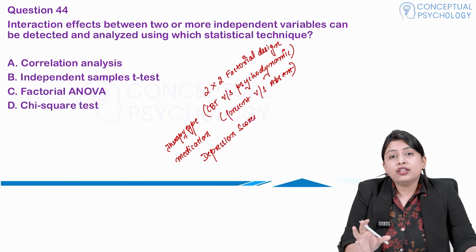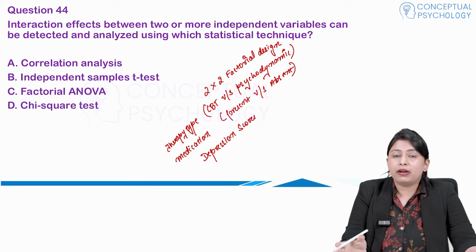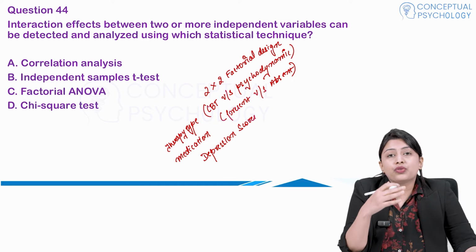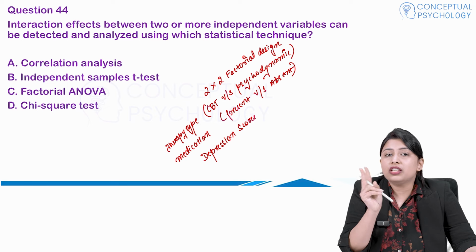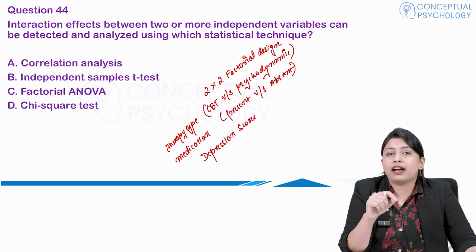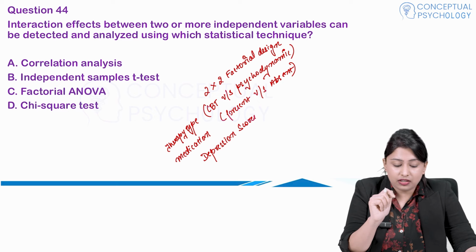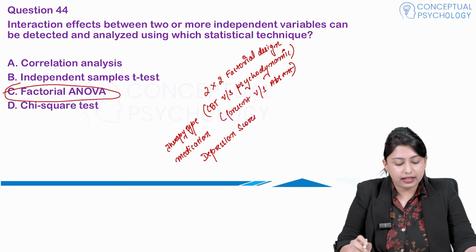So an interaction would mean that the effectiveness of therapy type differs depending on whether medication is present or absent, right? So factorial ANOVA partitions the total variance into the main effects, the individual effects of each factor, and interaction effects, which are the combined effects of the factors working together. So it provides the statistics to test the significance of these interactions. So here C is the correct answer.